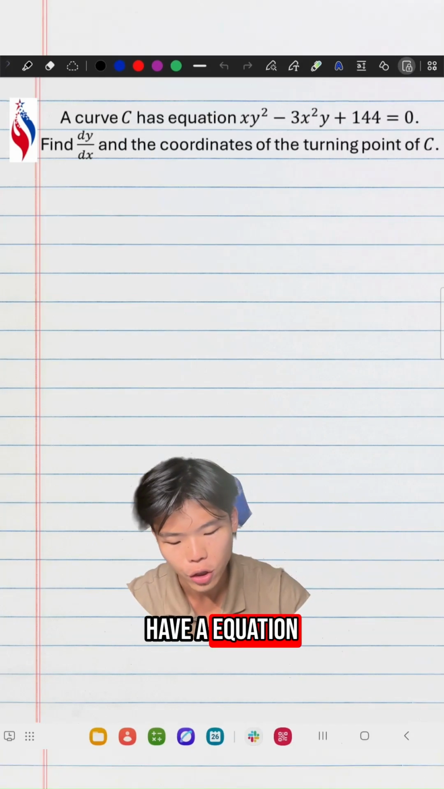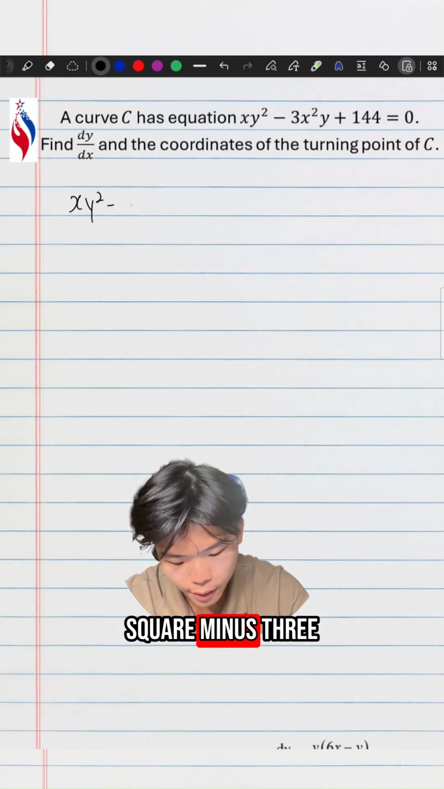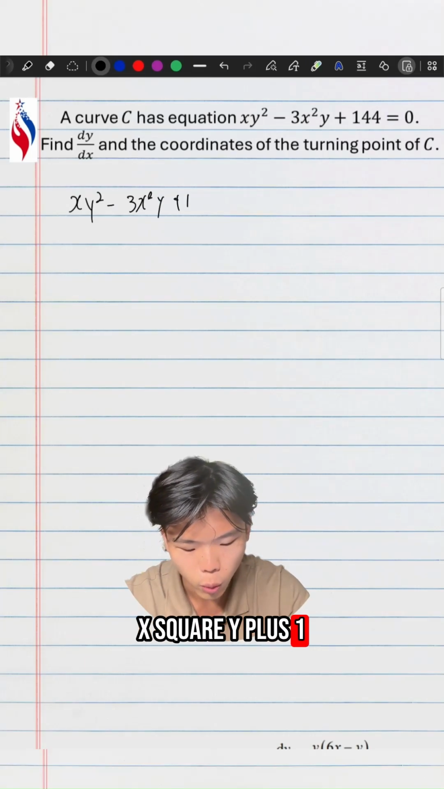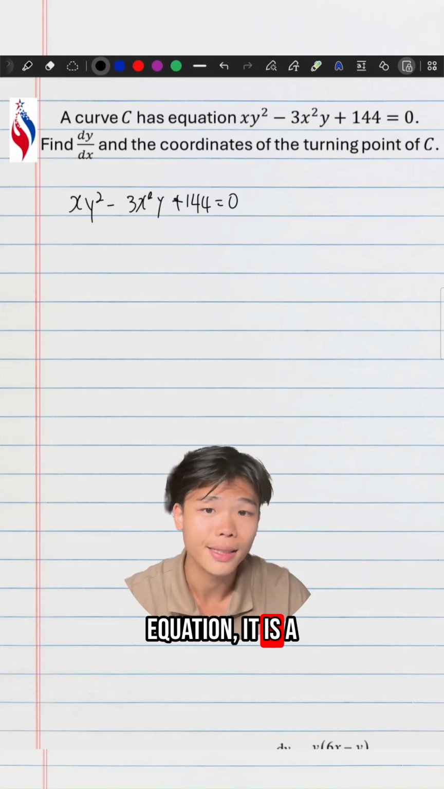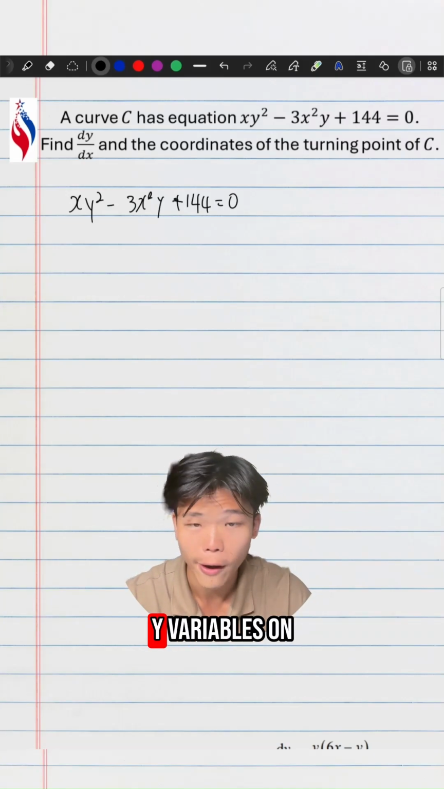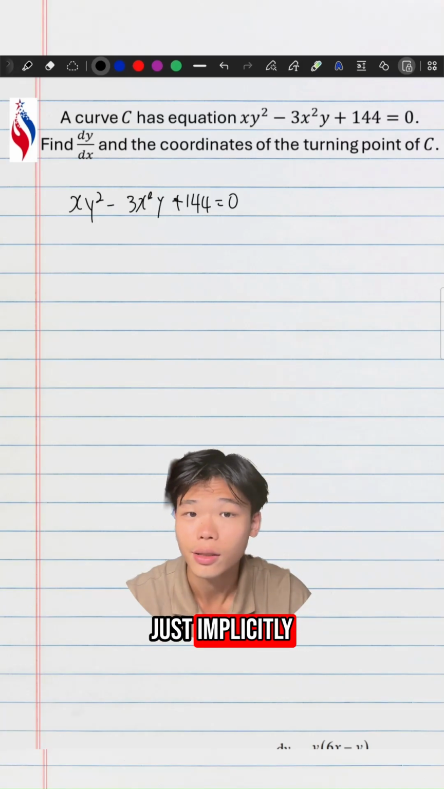Over here we have an equation: xy squared minus 3x squared y plus 144 equals 0. When we're asked to find dy/dx of this equation, it is a bit difficult because we have both x and y variables on the same side of the equation. So for this style of questions, we will implicitly differentiate both sides.